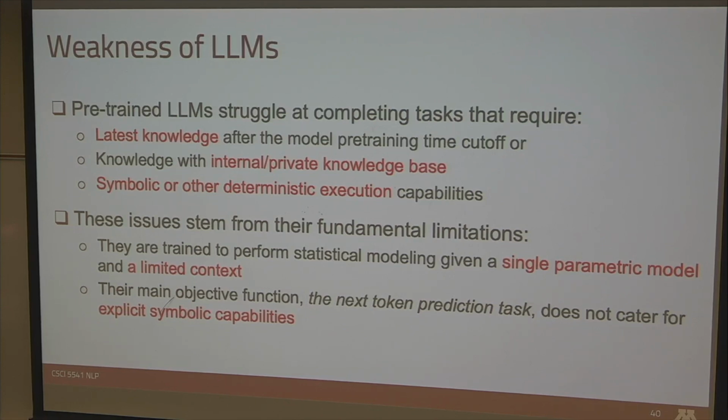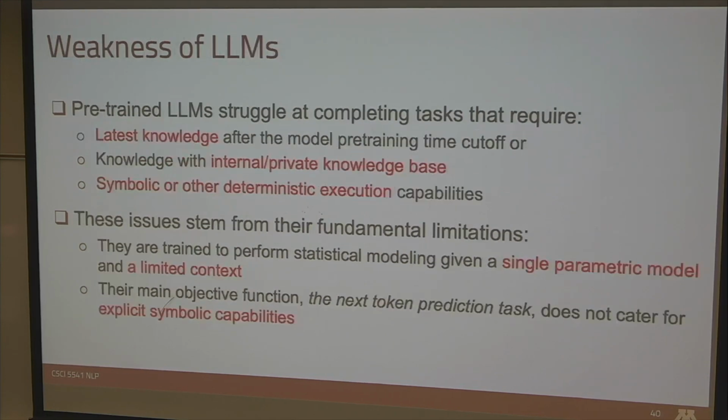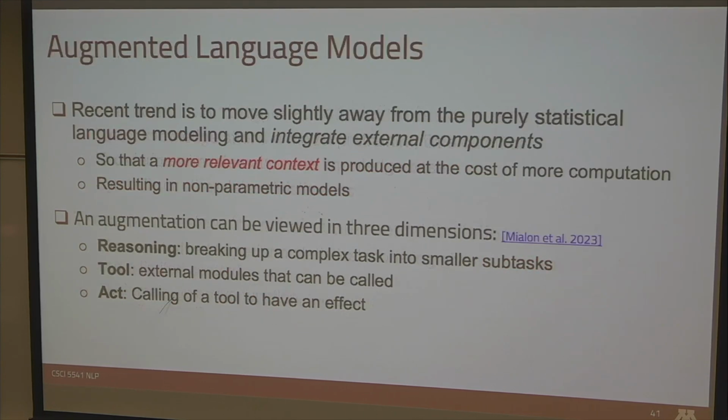And of course, the input context is also bounded, right? There's only so many tokens that you can feed into the transformer models. And more fundamentally, these language models, as I said, are trained to do well on the next token prediction task. So doing symbolic reasoning is not intended by this task. So how do we actually improve upon these weaknesses and limitations?